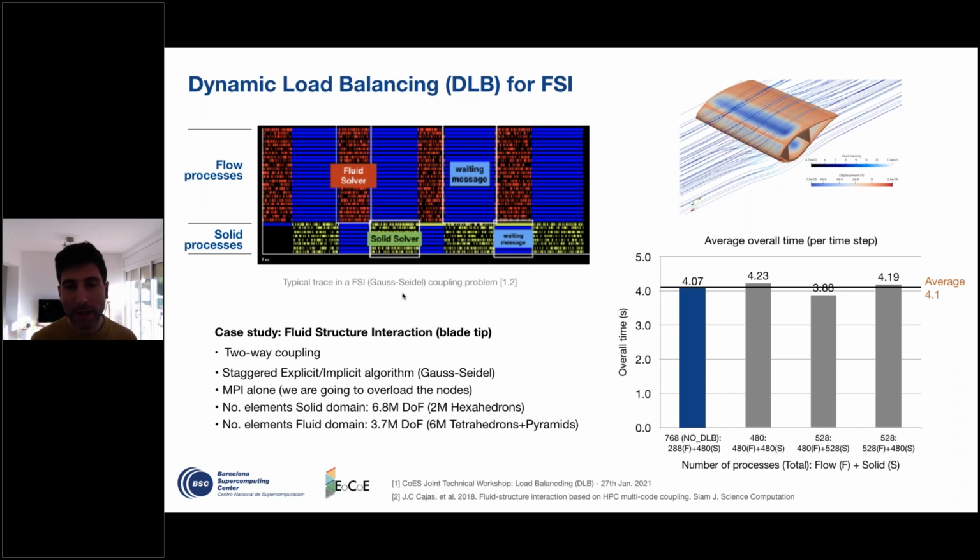When using the DLB, the gray bars, we are overloading the nodes. So instead of using 768 cores, we are using 480 and 528 cores. With that, we can see that the overall time is almost the same as using 768 cores without nodal DLB. So this shows how the DLB manages the resources in runtime and is able to balance the processes in the resolution of this multiphysics coupling problem.